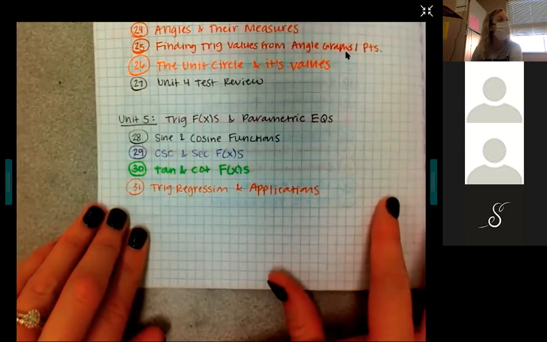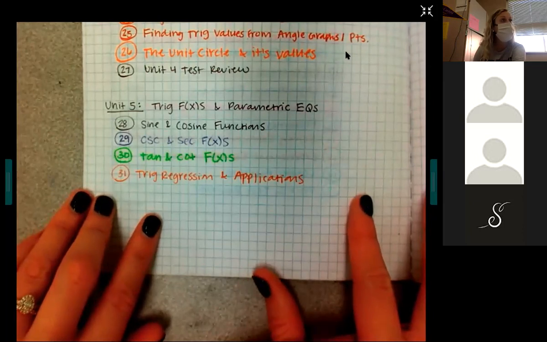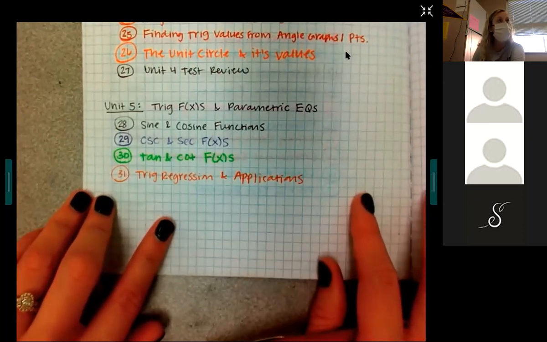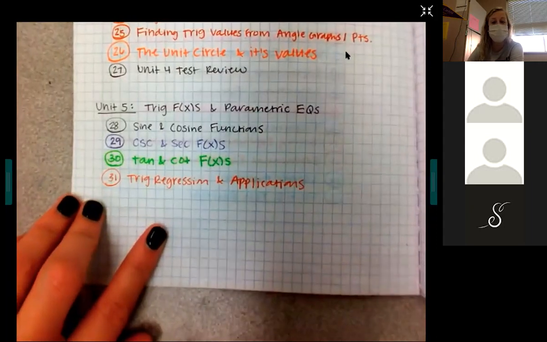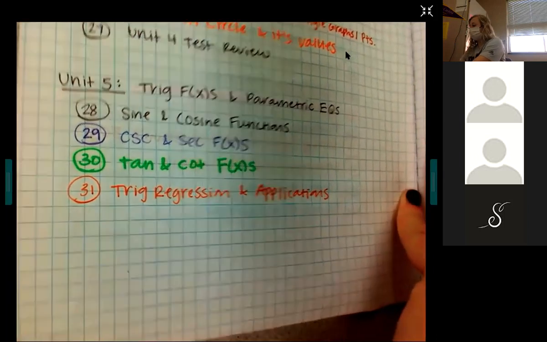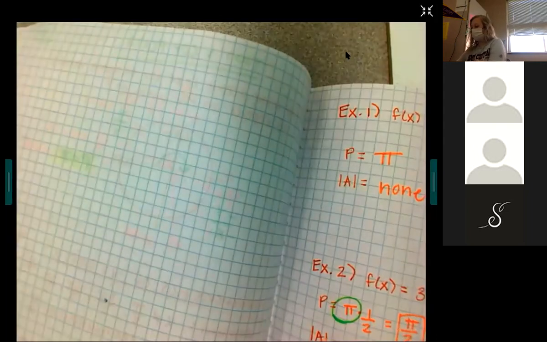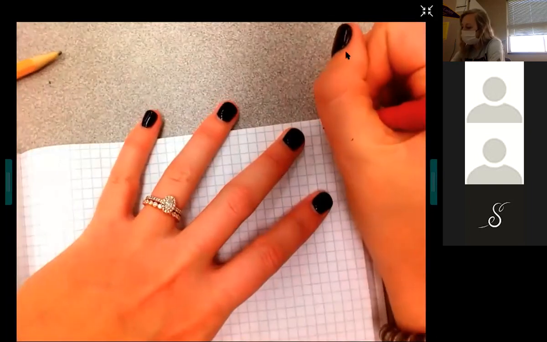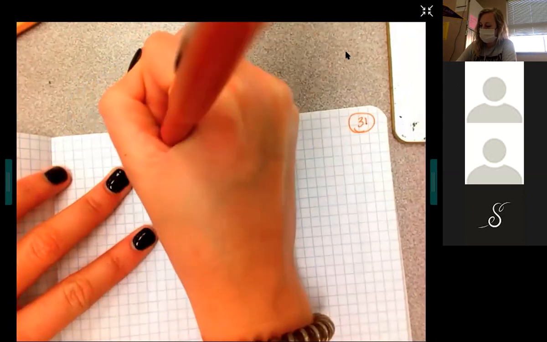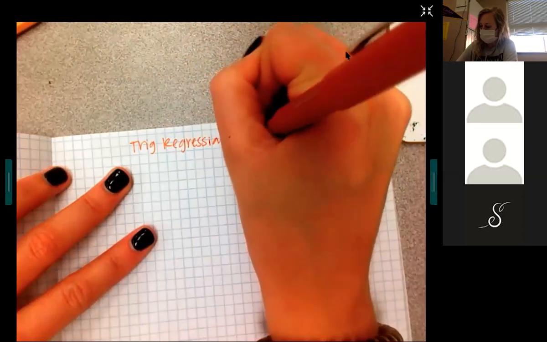Problems that y'all already did, where you've put the equation in Desmos or you've looked at the graph. So that's what we're going to be doing, just with a real world problem. Y'all have that. I'm going to go ahead and flip. And I'm going to kind of format it like we did yesterday because that worked well for most of you. So page 31. Trig regression and applications.